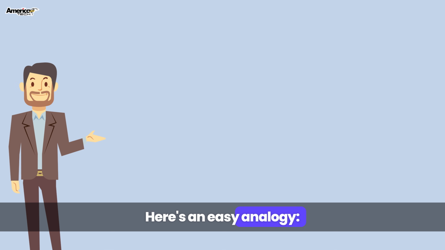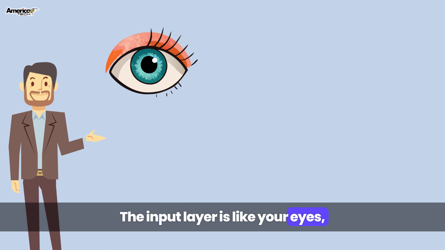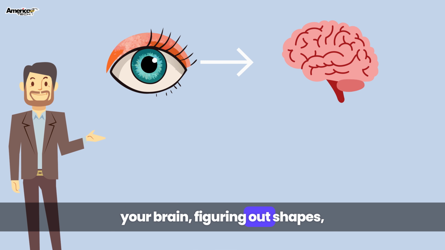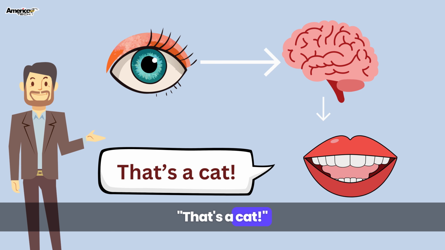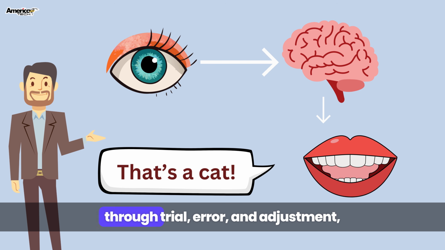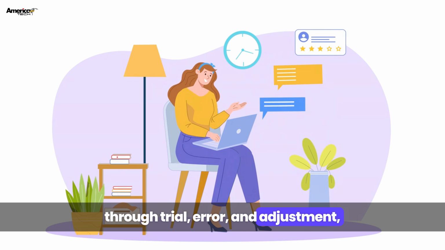Here's an easy analogy. The input layer is like your eyes, taking in what you see. The hidden layers are like your brain, figuring out shapes, colors, and patterns. And the output layer is like you speaking the answer. That's a cat. That's how neural networks learn, through trial, error, and adjustment, just like we do.